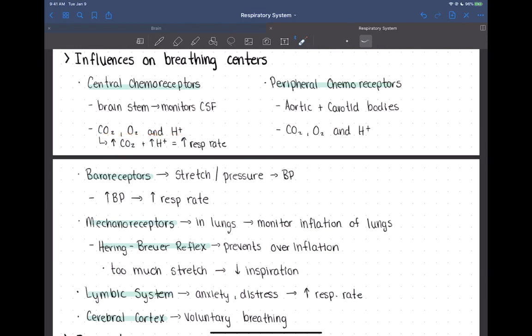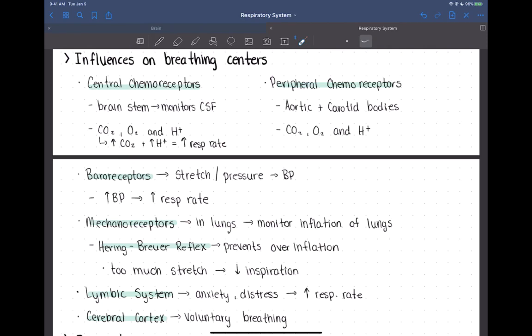It seems like everything's monitoring those, whether it's for blood pressure or respiration. We're measuring these things because they're so critical. Just as an example, if there's an increase in carbon dioxide and hydrogen in the CSF, then these chemoreceptors will trigger that an increase in the respiratory rate needs to occur.